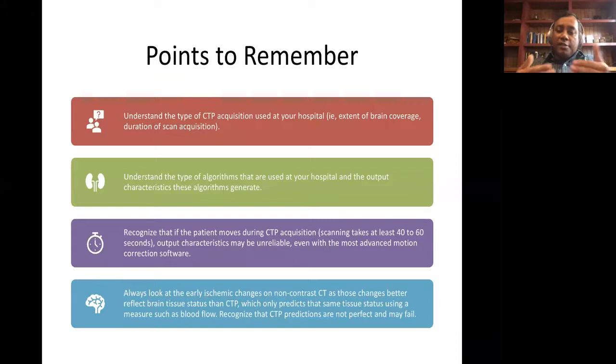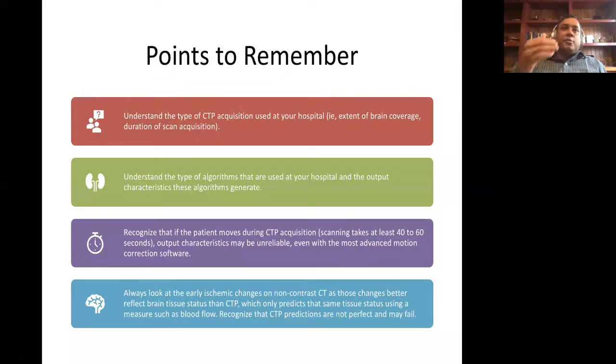So you need to know exactly what you use. You also need to know that if your patient moves, and some of our stroke patients move, even with the most advanced motion correction algorithms out there, there could still be motion artifacts that confound imaging assessments. That is important for you to recognize. If you scroll through your CTP images or look at the arterial input function curves, you'll be able to recognize this motion, but it's not easy.